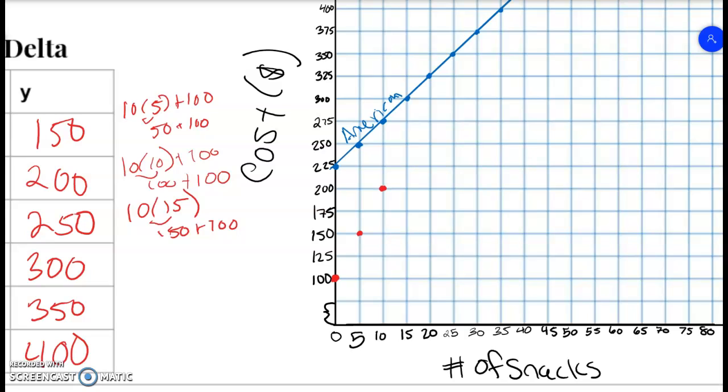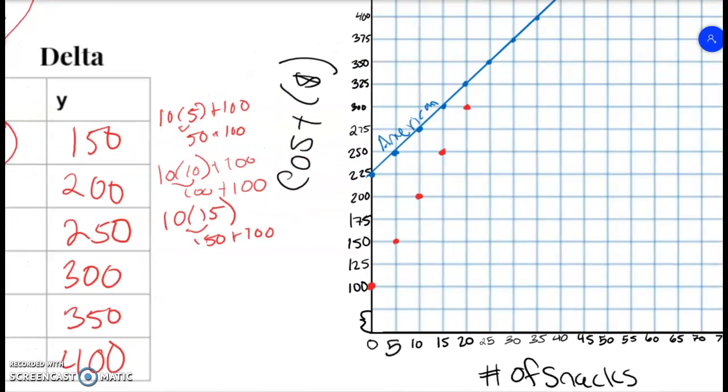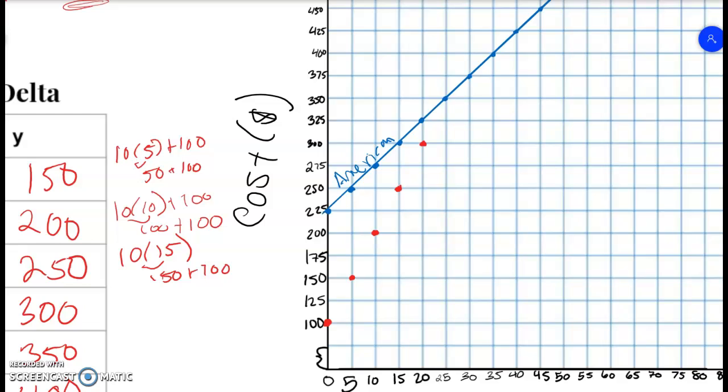At 15 snacks, it says 225. Oops, sorry, it's a little low. Or sorry, 250, my bad. So 250 is 15 snacks. And then at 20 snacks, I'm going to owe $300. And at 25, I'm going to owe $350, and then it's going to continue on. Do you see a pattern here starting up here?